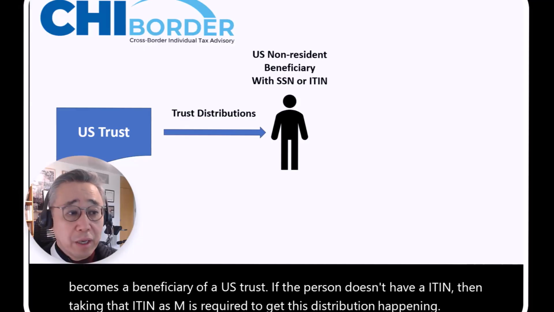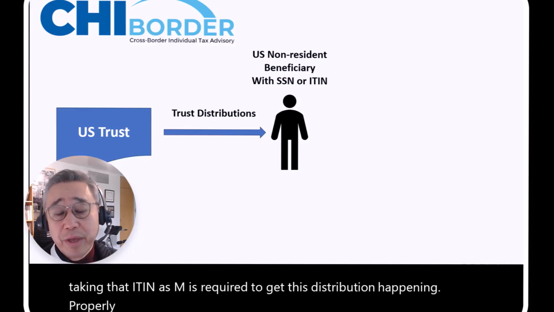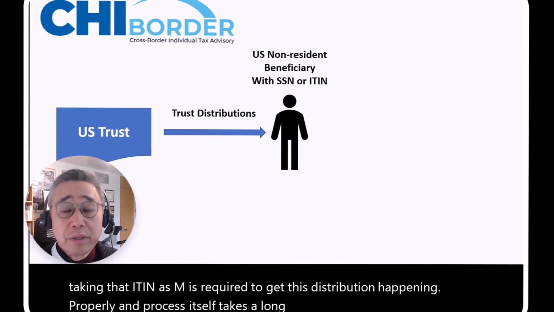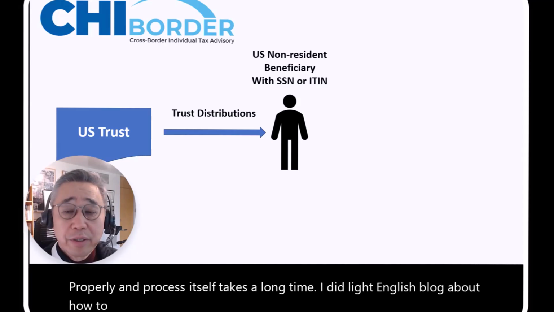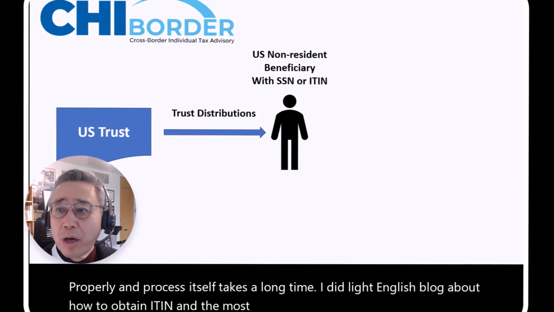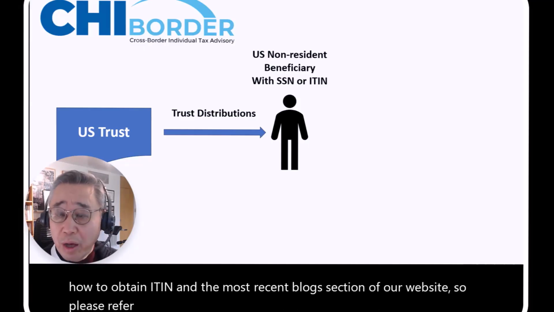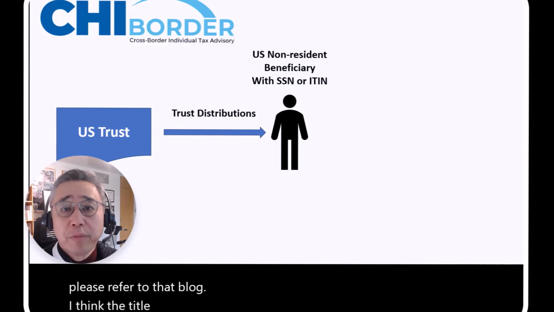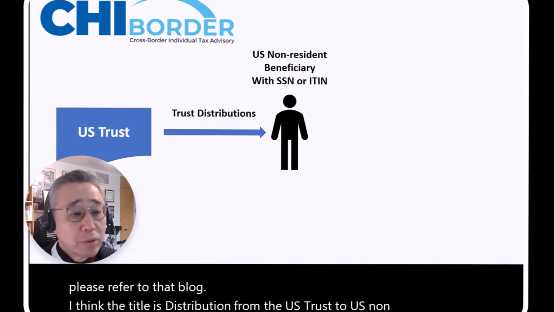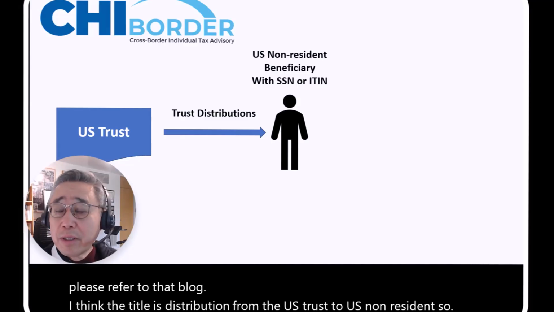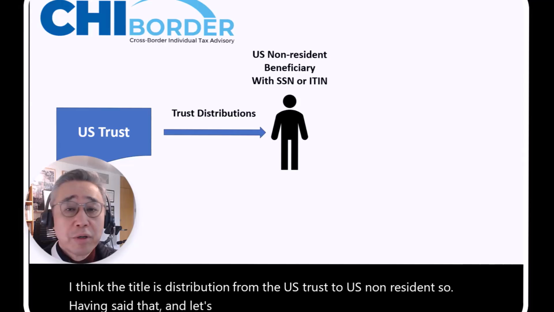properly, and the process itself takes a long time. I did write an English blog about how to obtain an ITIN, in the most recent blog section of our website, so please refer to that blog. I think the title is Distribution from the U.S. Trust to U.S. Non-Resident.